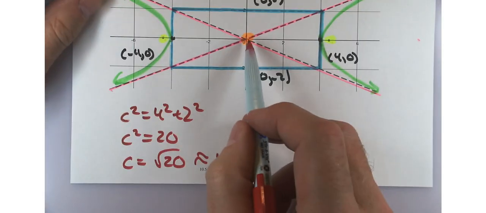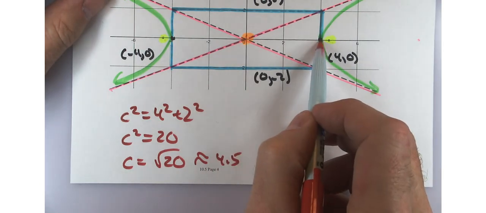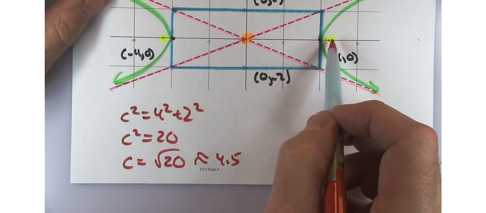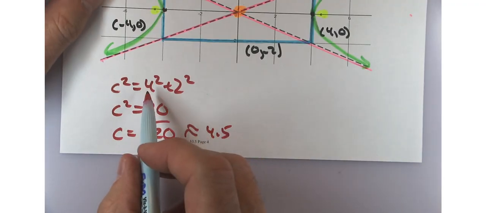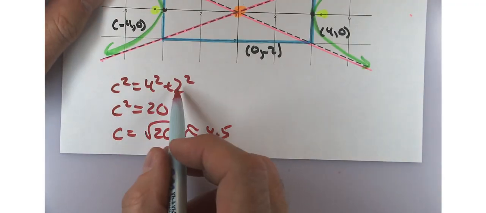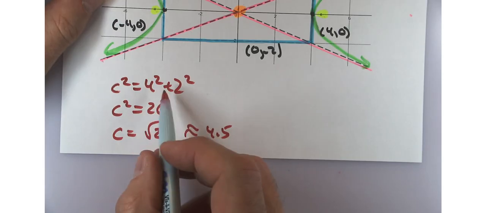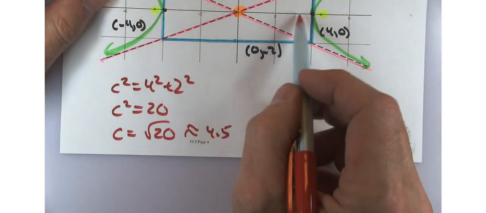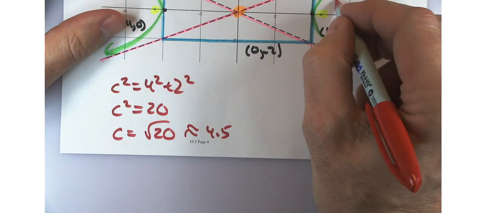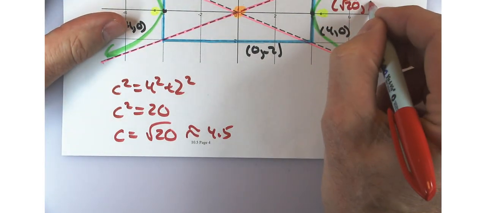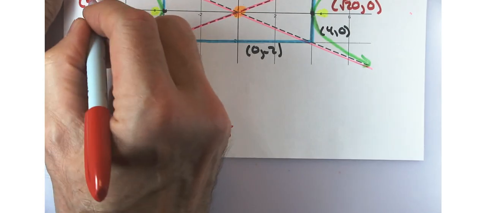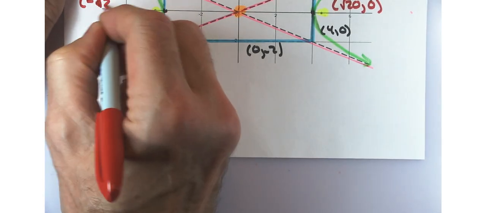Keep in mind your vertex here is a distance of 4, so this is just far enough to get inside here. If I used the wrong formula, if I did 4 squared minus 2 squared, I'd have a total of 12. The square root of 12 would put me in here. The foci then are going to be at the points square root of 20 and 0, and negative square root of 20 and 0.